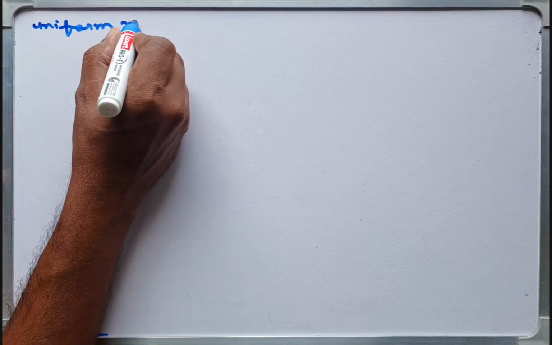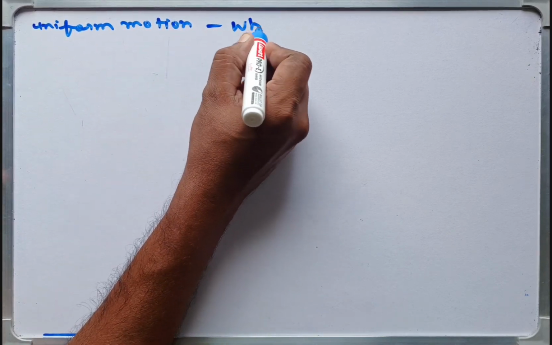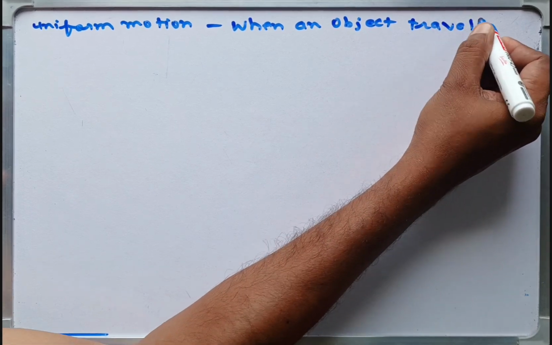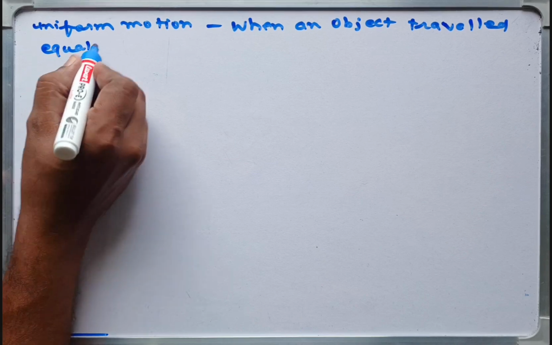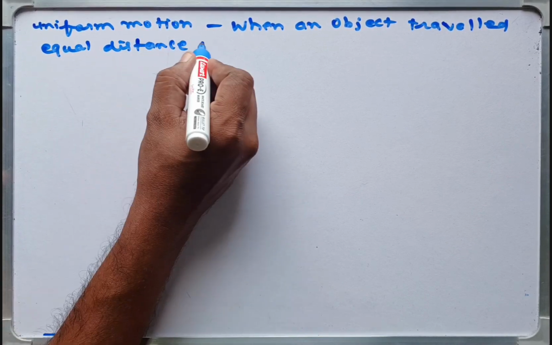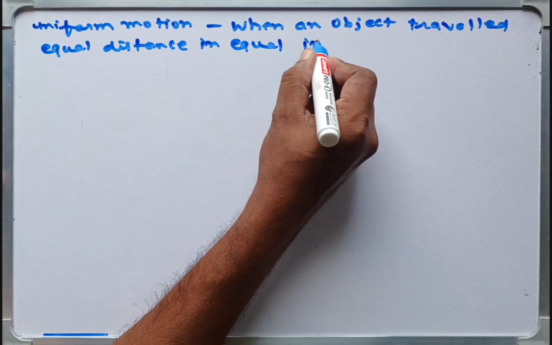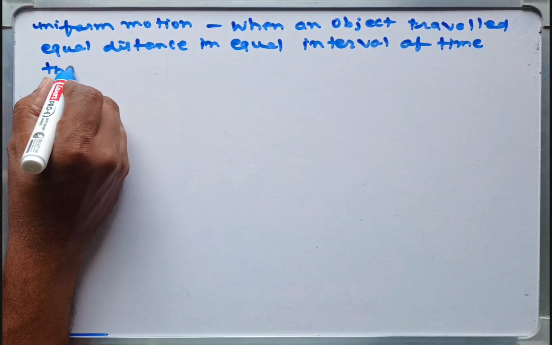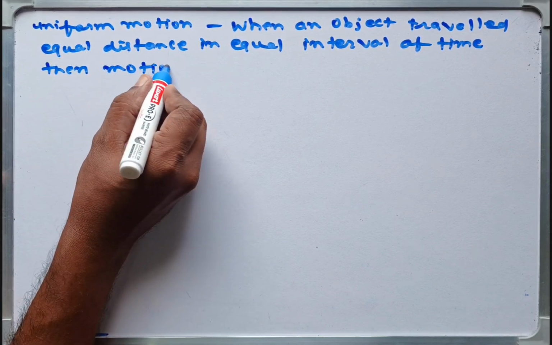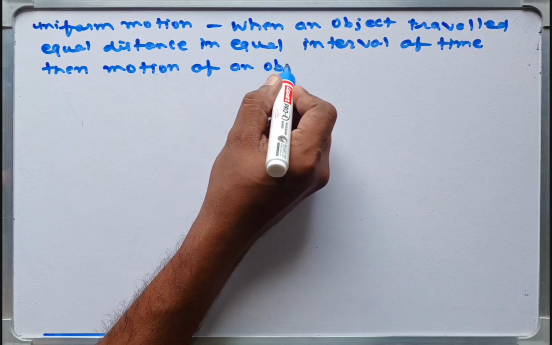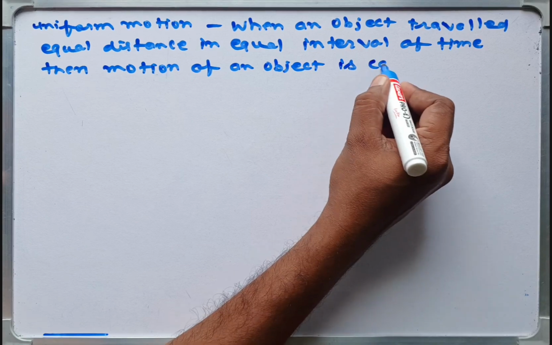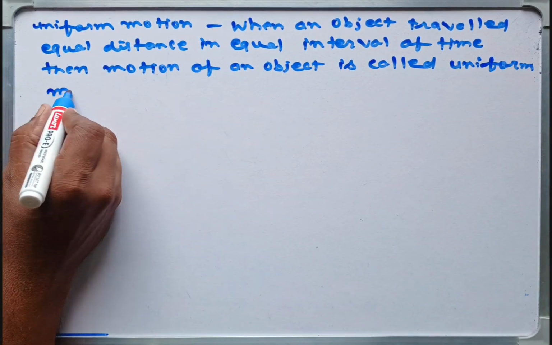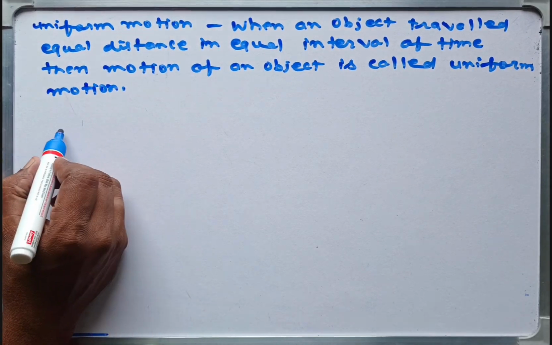When an object travels equal distance in equal intervals of time, then the motion of the object is called uniform motion. Okay, so what is meant by this?